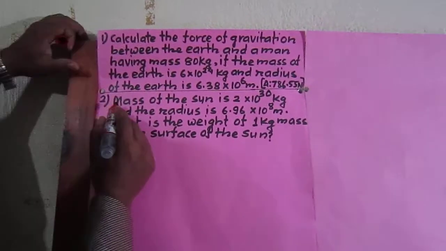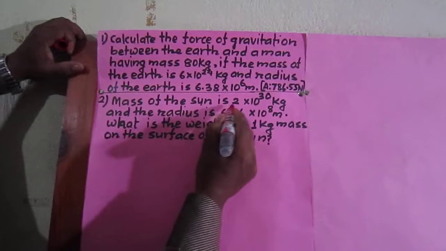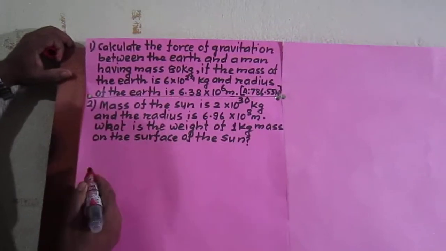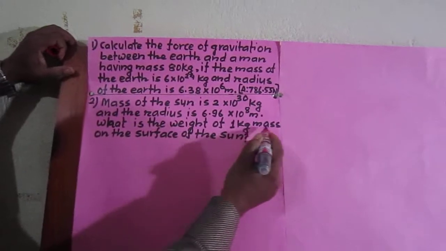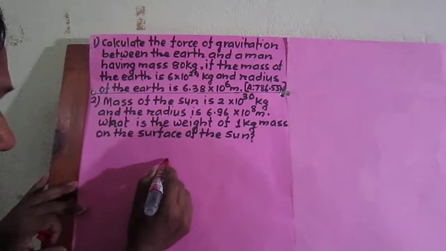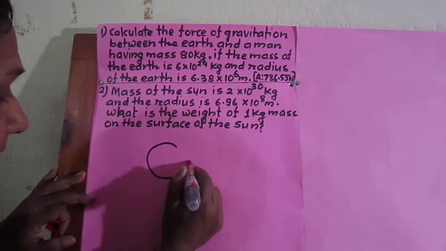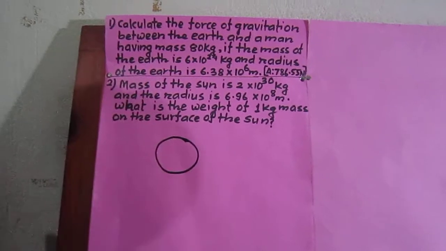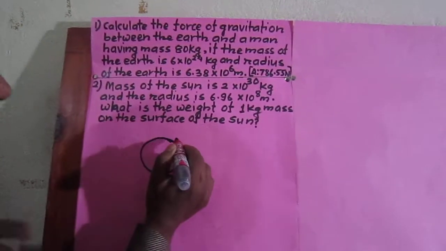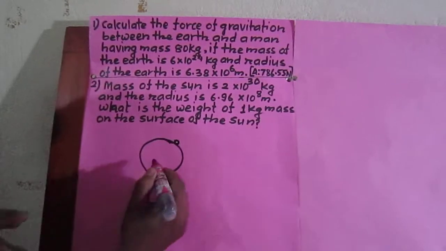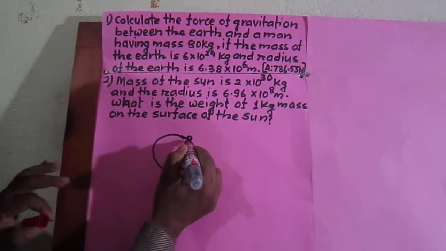Now what is written here? Mass of the sun is this much and the radius is this much. What is the weight of 1 kg mass on the surface of the sun? In both the equations, one of the masses is a bigger mass. I mean to say, a big heavenly body is given, and another very small heavenly body is lying on its surface. And the gravitational force between these two is the question.